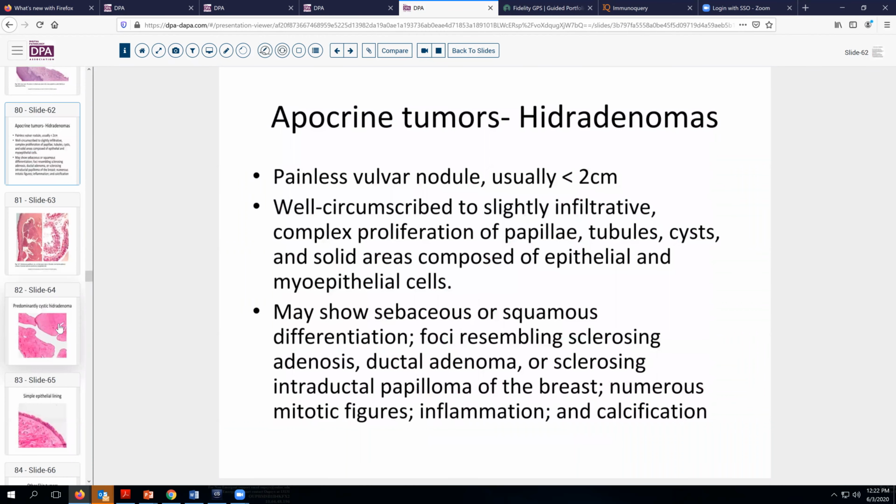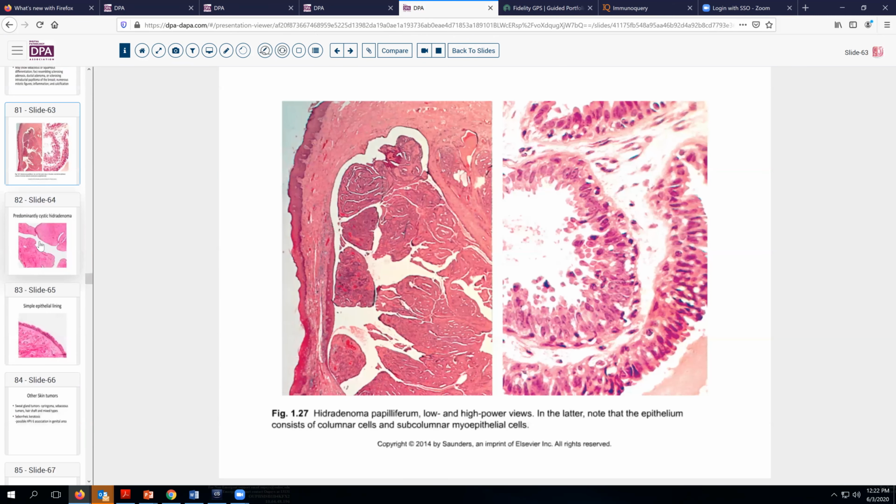A frequently encountered neoplasm here is the apricot tumor called hidradenoma papilliferum. This is usually painless, under 2 centimeters, fairly well circumscribed. And you can have various components of epithelium, sebaceous, occasionally squamous differentiation. It can even resemble sclerosing adenosis in the breast. And so that's an important consideration.